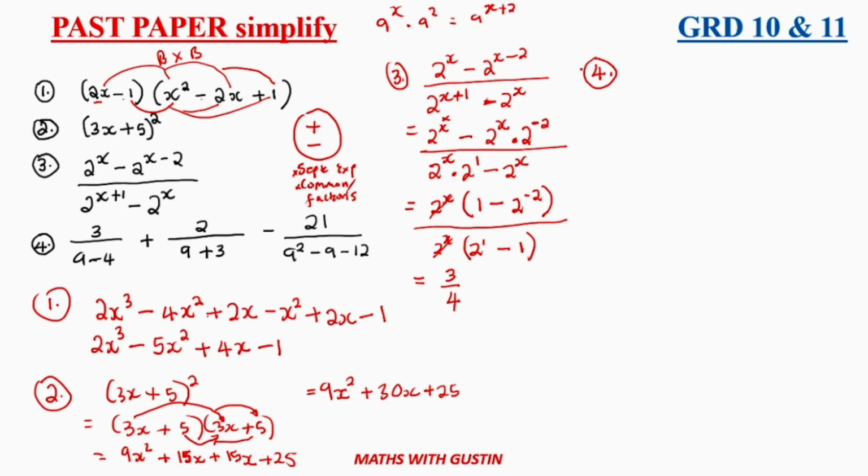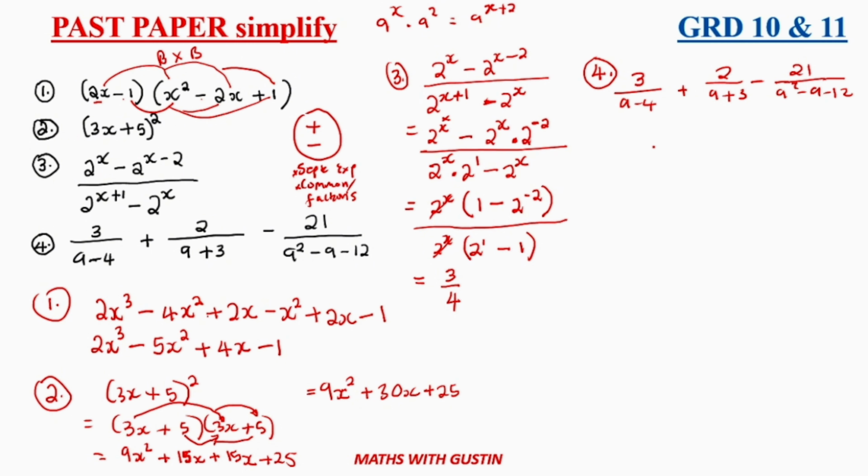All right, now let's move on to number 4, which is the last question for this video. It is 3 over a minus 4, and then plus 2 all over a plus 3. All right, and then minus negative 1 all over a squared minus a minus 12. Okay, they said we need to simplify.